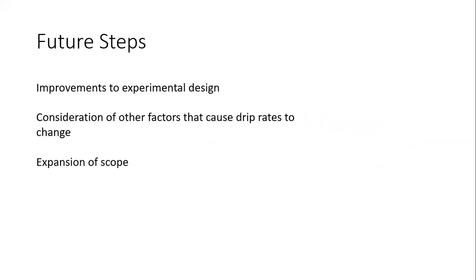In the future, I'd definitely like to make improvements to the experiment, like starting with the same IV bag fluid volume with every single trial, for example. I'd also like to go back to the drawing board and consider the other factors that cause drip rate changes, such as patient movement or patient tampering, as we discussed earlier. And finally, I'd like to expand the scope of this project to IV controlling solutions in general. Team Flow, which I'm a part of, is actually working on both monitoring and controlling.